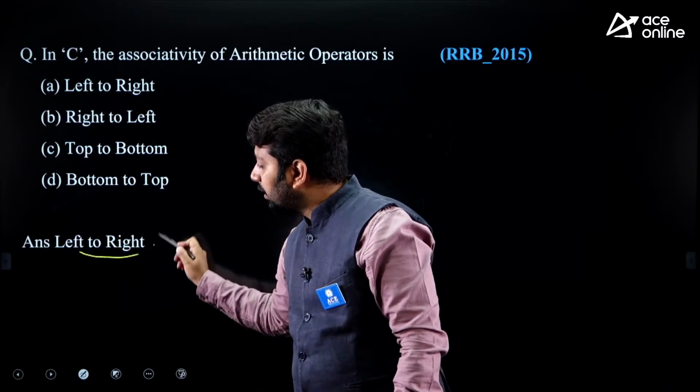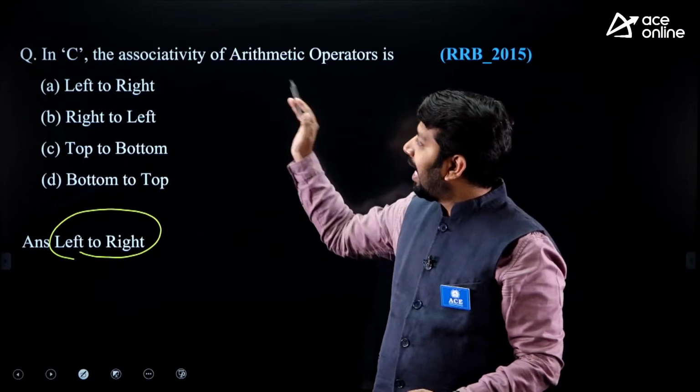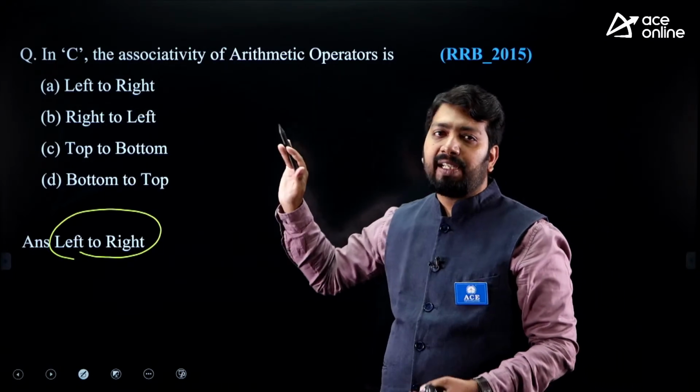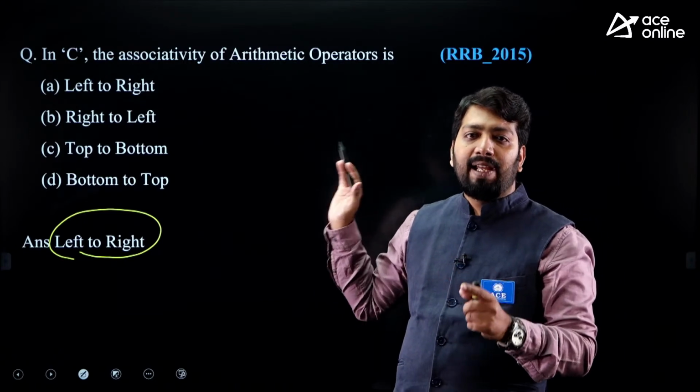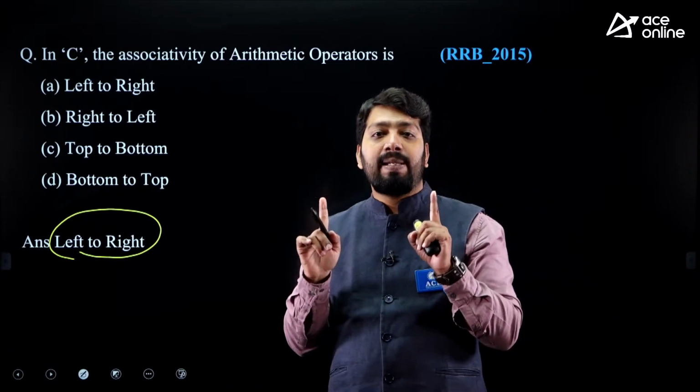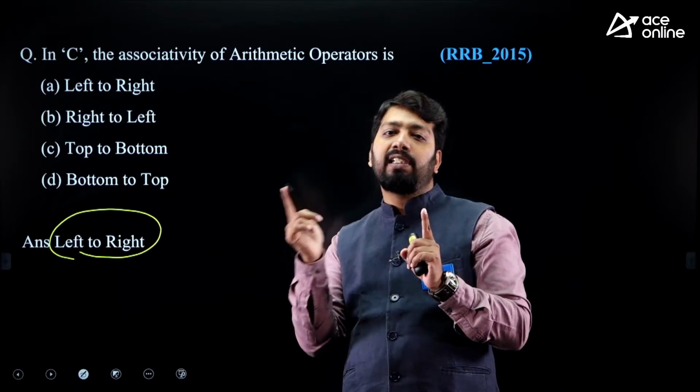So answer of this is left to right. Arithmetic operators associativity is left to right. Fine. That means if two operators have the same priority, in that case, we will solve the left one first, then the right one.